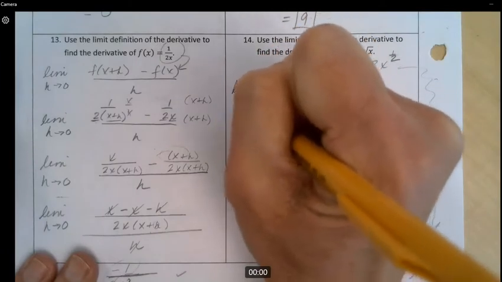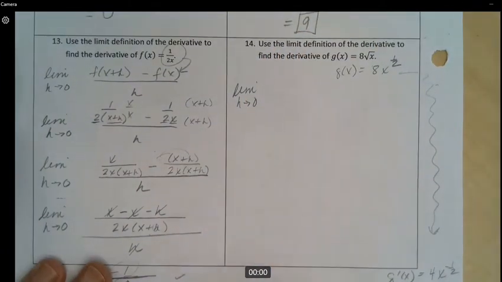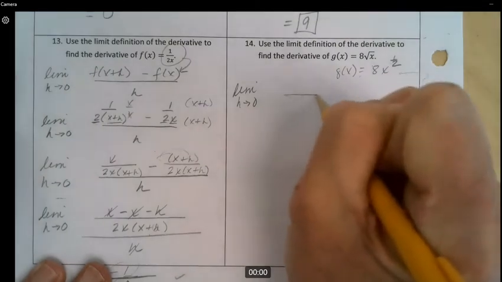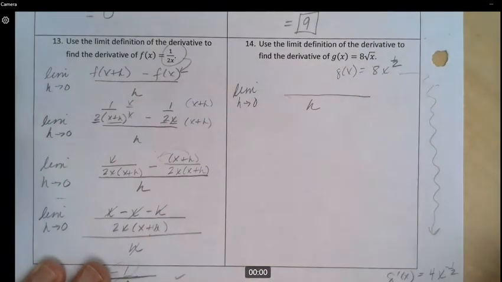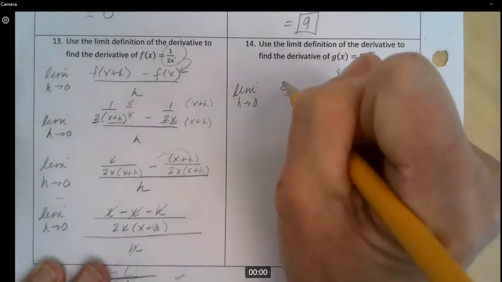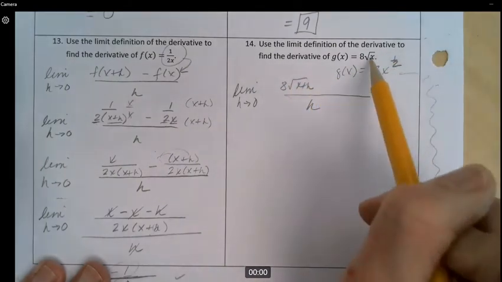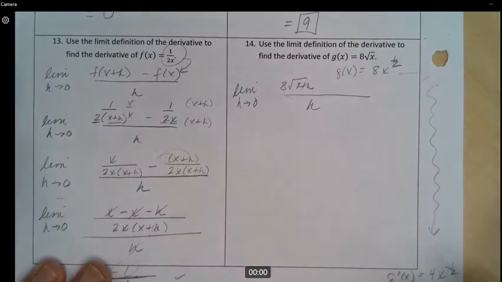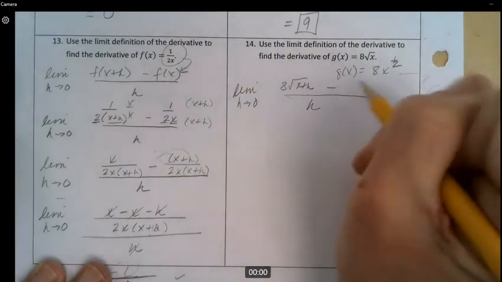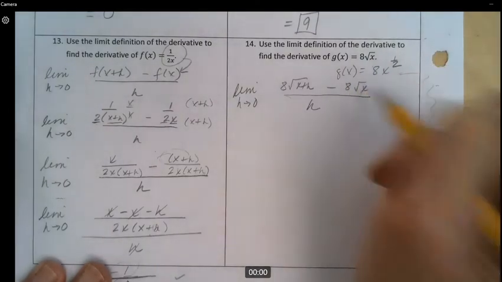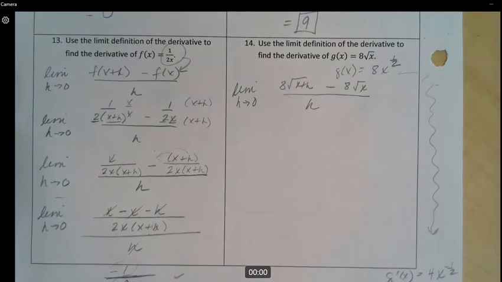The limit as h approaches 0 of, here's my h, here's my 8 square root of x plus h, and she did us a favor by not putting a 2 under there. Thank you. Minus 8 square root of x. Everybody okay with that starting?